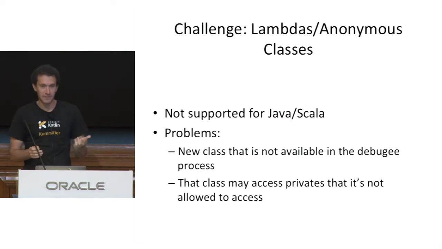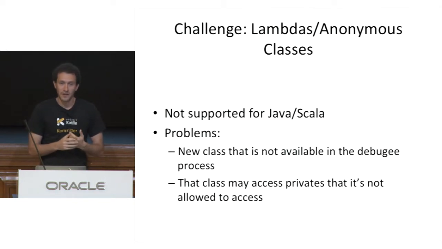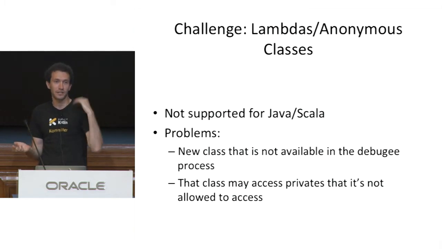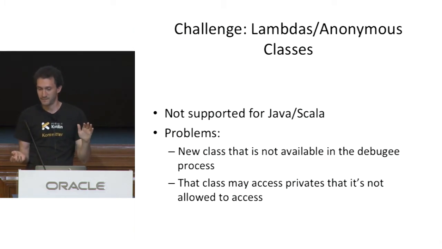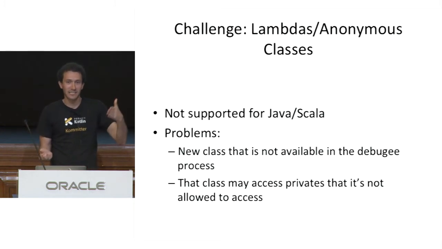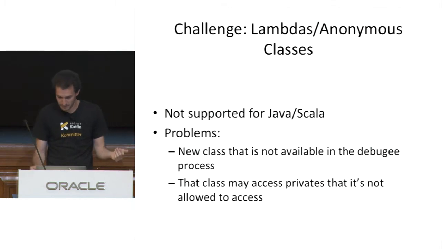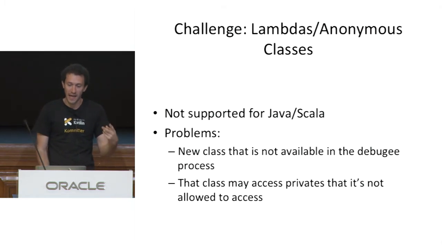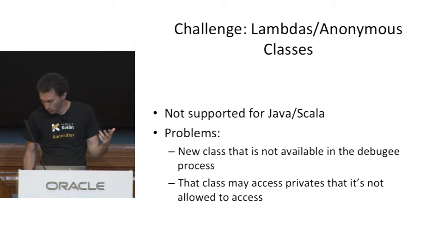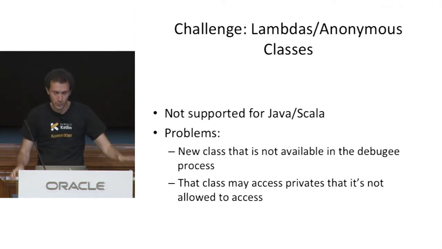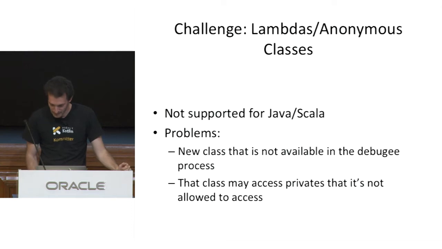And the biggest problems there are that here you have to basically come up with a new class and make the other side know that there is this class. And of course, that class may access privates of somebody else, and that is a problem too. So we have to somehow figure out two problems. What do we do about loading a new class into the debugging process? And what do we do when it wants privates?